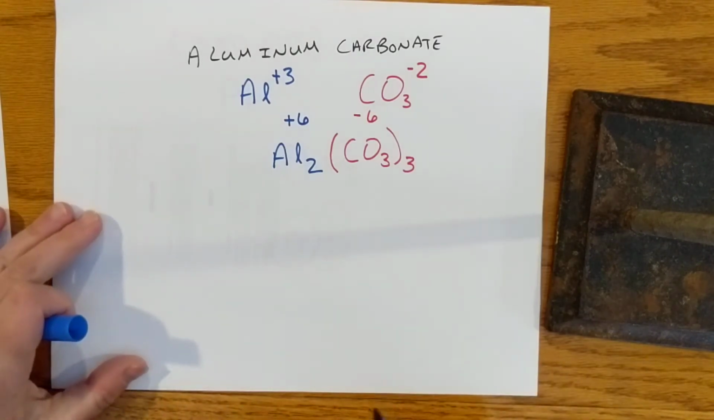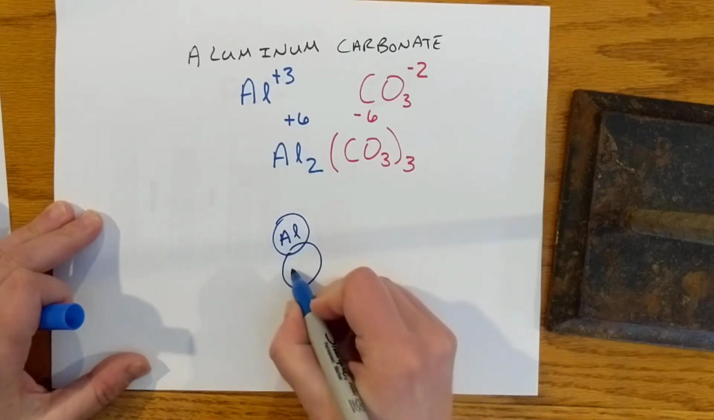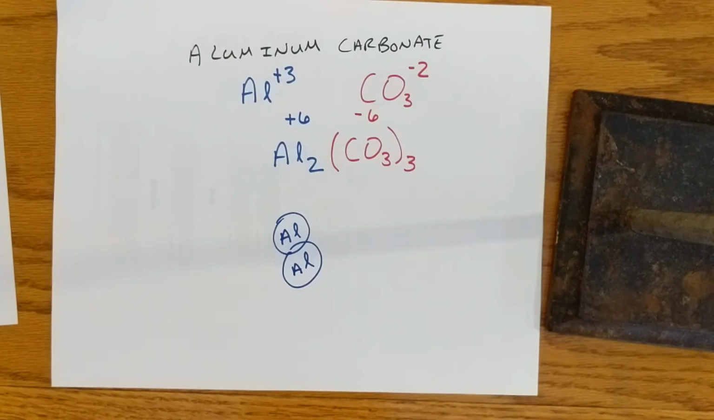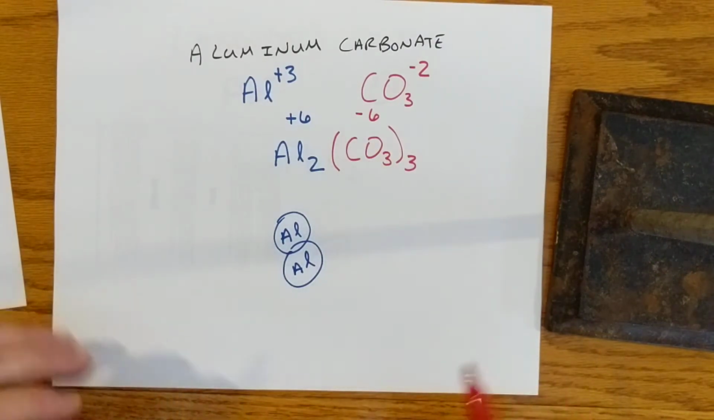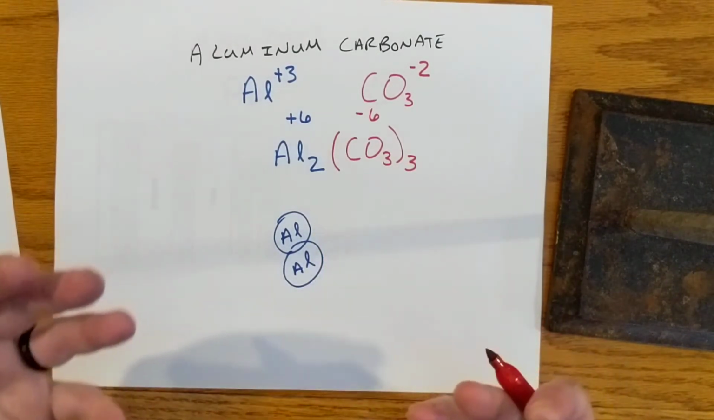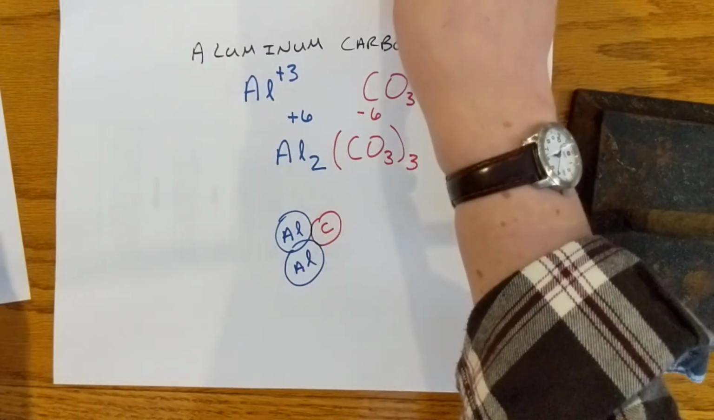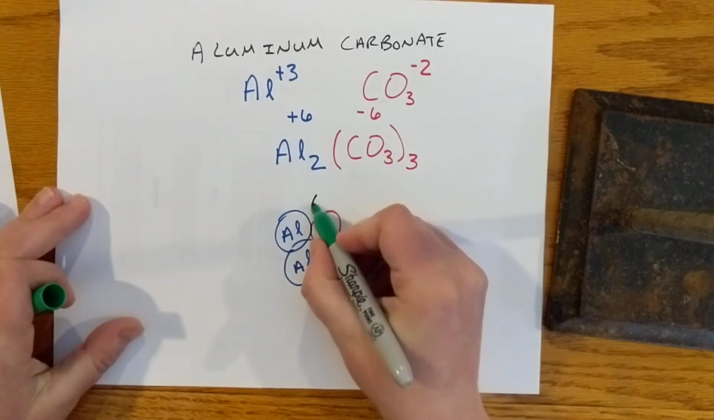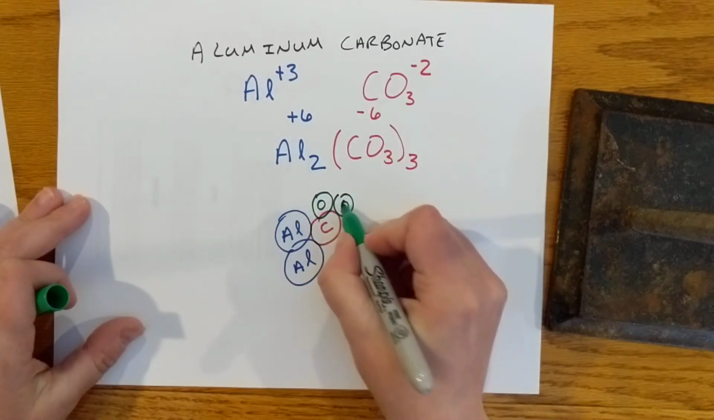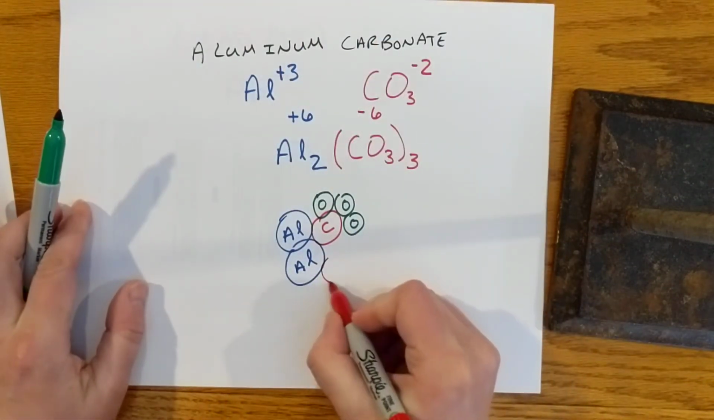All right, now for the particle diagram. I'm going to go ahead and draw 2 of those aluminum atoms. Now, when we do a particle diagram, even though this carbonate tends to stay in a group during chemical reactions, we're going to want to still show each individual atom. So I'm going to do a C, and then there are 3 O's attached to it. And then I've got 3 of those groups.